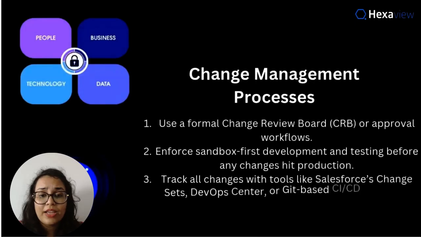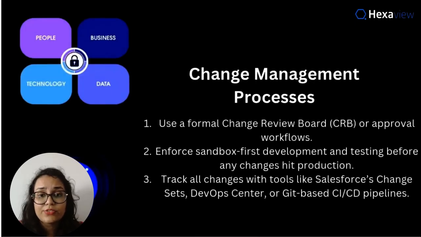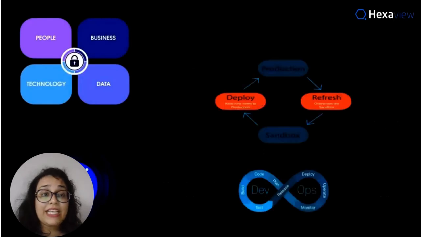To prevent unauthorized changes, Salesforce uses structured change management. This includes approvals, workflows, sandbox first deployment, and tools like ChangeSets or DevOps Center. Salesforce ensures safe and reliable changes through a structured lifecycle. Development starts in a sandbox where changes are built and tested. Once validated, they are deployed to production using tools like ChangeSets or DevOps Center. To stay in sync, sandboxes are regularly refreshed with production data.